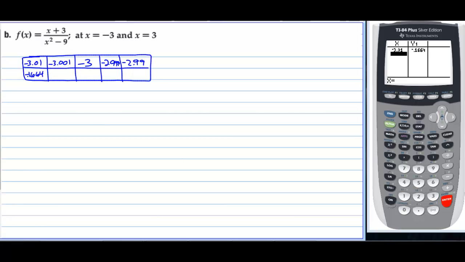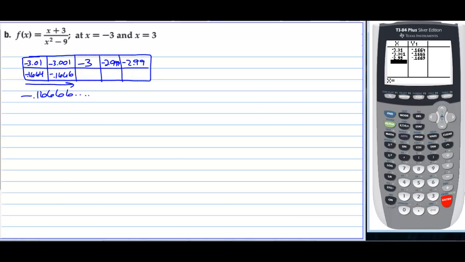-0.1664, I think it is. And then -3. Whoops, I missed the 3. 3.001. -0.1666. This is approaching -0.1666. Keep on going. Sometimes the chart is bad in that it doesn't go out to very many decimal places. But once you get the hang of this, I think you'll realize what's happening pretty quickly.